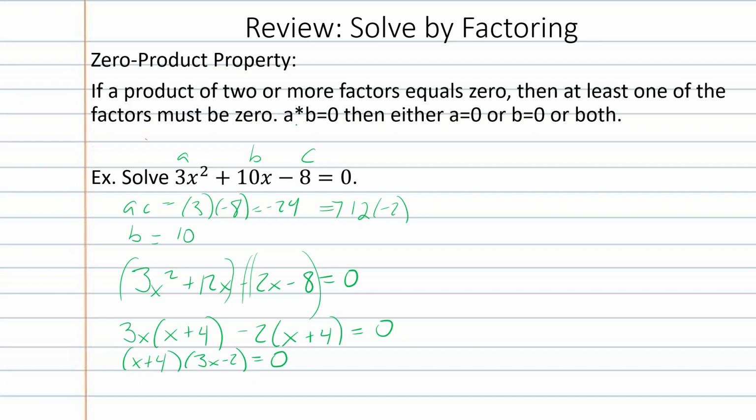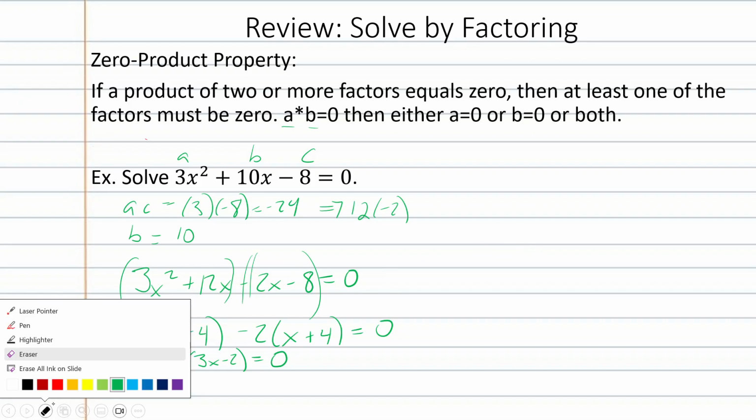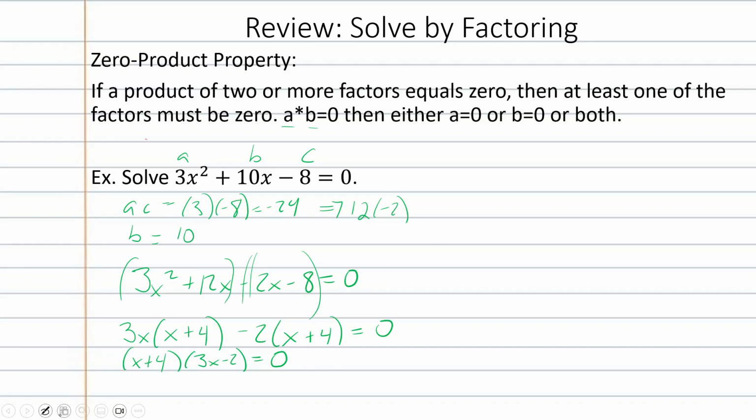And by the zero product property, we know that if this first term times this second term, since they're multiplied, a times b equals 0, that means that either x plus 4 has to equal 0, or 3x minus 2 has to equal 0, or they both have to equal 0. Let me rewrite that. So let's figure out what x would make x plus 4 to be 0.